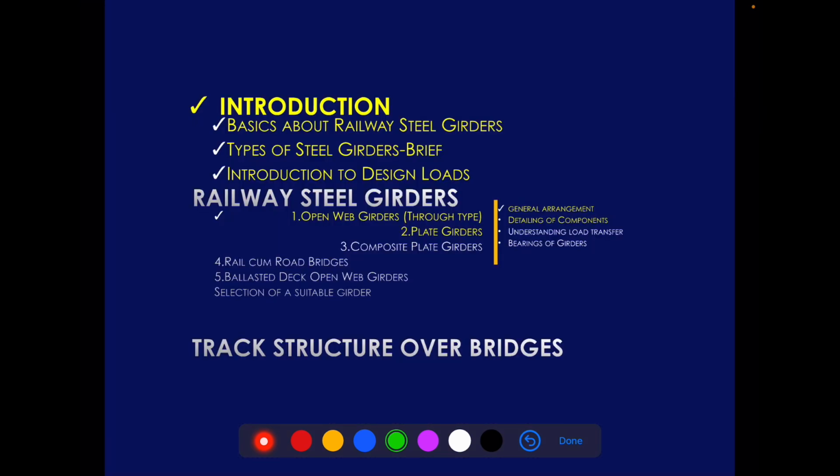So this was about understanding the general arrangement of plate girders. Now we will continue with the detailing of components in the next lecture.